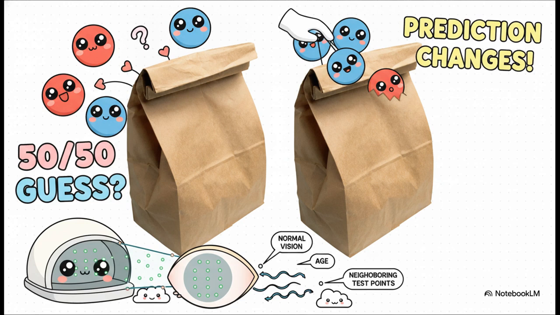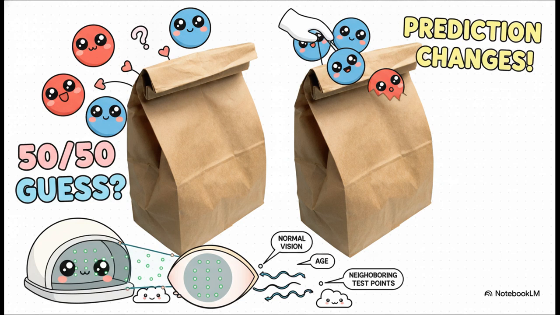But how do these machines do it so fast? Well, think of a paper bag holding 5 balls that are either red or blue. If you have no idea what's inside, guessing you'll pull a red ball is just a blind 50-50 shot. But what if you know beforehand that there's exactly 1 red ball and 4 blue ones? And say you've already pulled out 3 blue ones. Your prediction for that next draw completely changes, right?